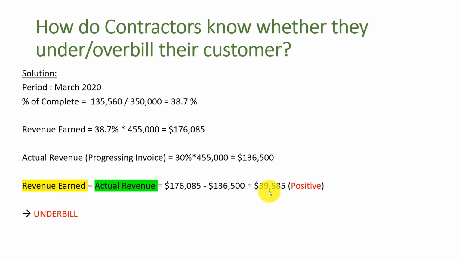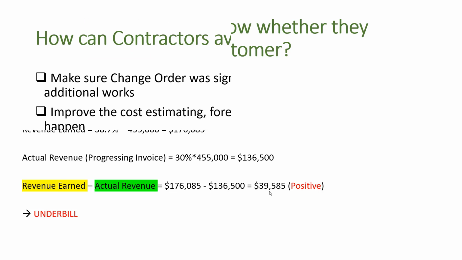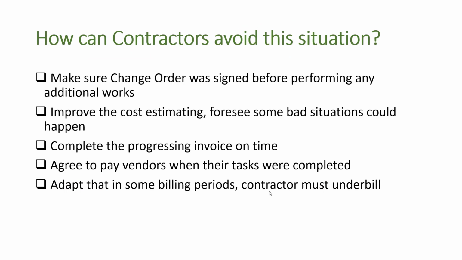So we might want to talk with our client about, hey, we need to bill you for this amount, or can we hurry up and bill for the next progress invoice so we don't continue with this underbilling time frame. So how can contractors avoid this situation? There are multiple things you can do to avoid underbilling. After all, you cannot agree on the change order. You cannot work on the change order until you get that approved already. Okay, and you have to improve on your cost estimating.